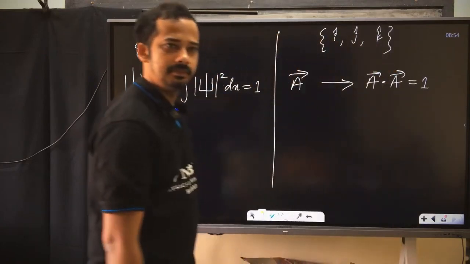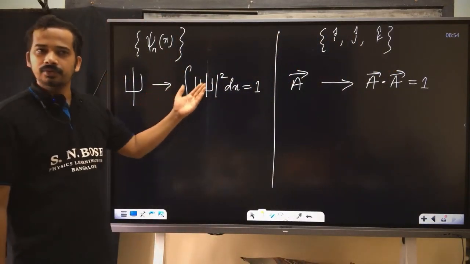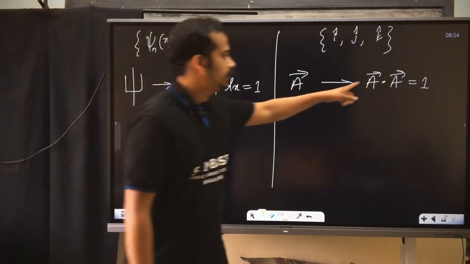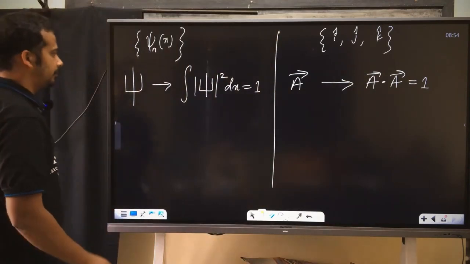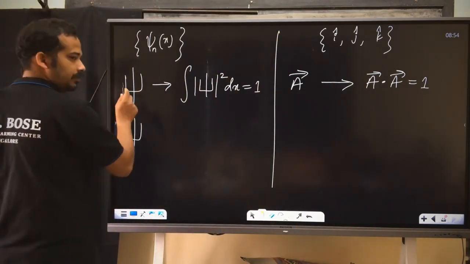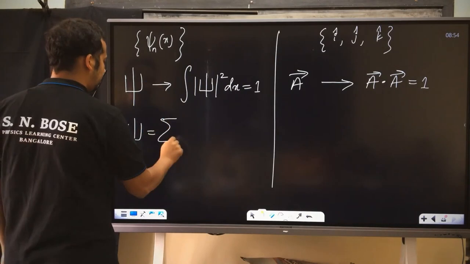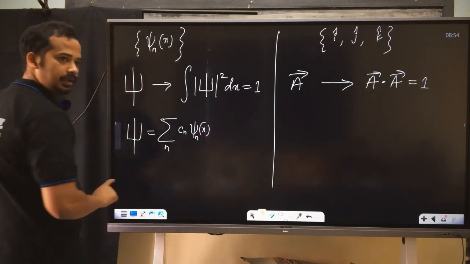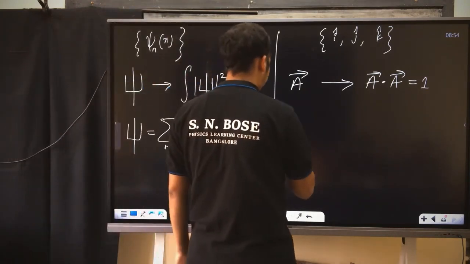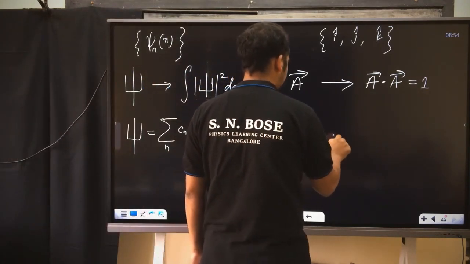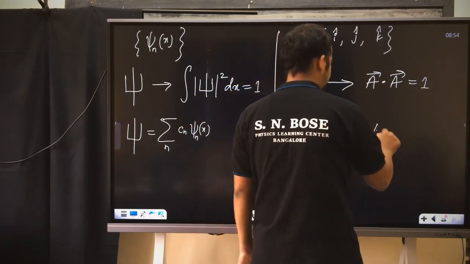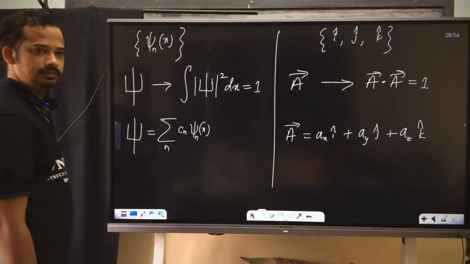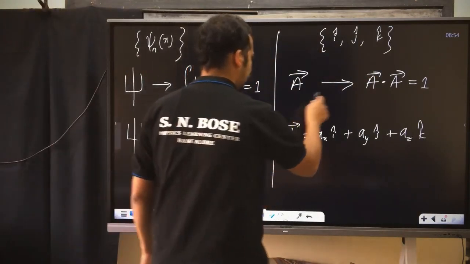I'll take one general function whose mod psi square integral is equal to 1. Then we say it is normalized. We say it is a unit vector. Because now I will expand this general function in terms of this basis, Cn into psi n of x. In a similar way, I will expand this A in terms of Ax i cap plus Ay j cap plus Az k cap.